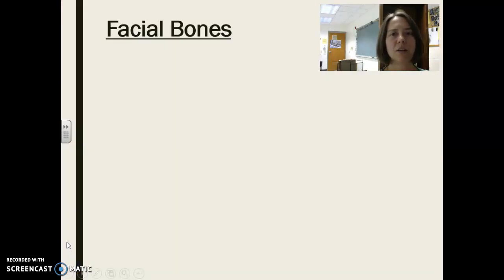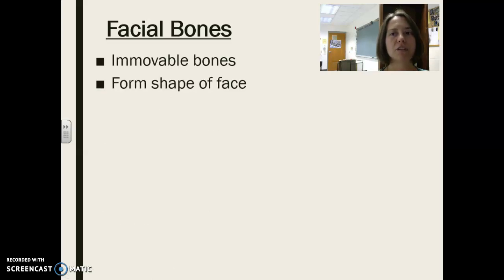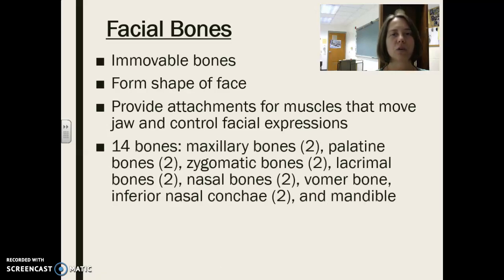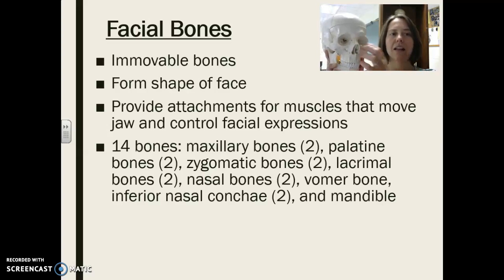As promised, we're going to talk about the facial bones. These are immovable bones that form the shape of your face. They provide attachments for muscles that move the jaw and control facial expressions. They include 14 bones. The maxillary bones, which are up here, the top part of your mouth, palatine bones, which make up the hard palate in the back of your mouth, or the top of your mouth, excuse me. We'll take a look at those in a cross section in a minute.